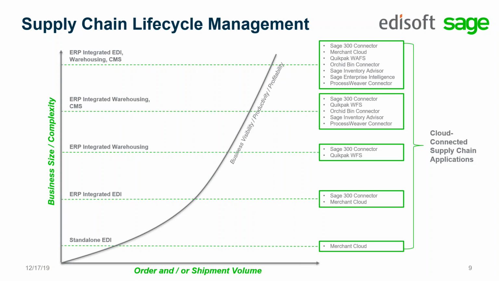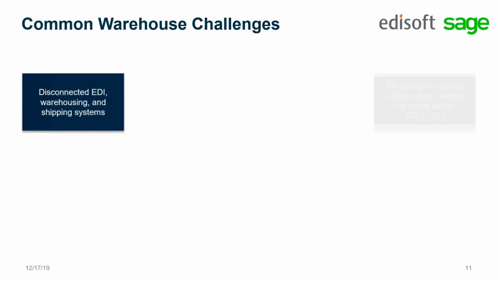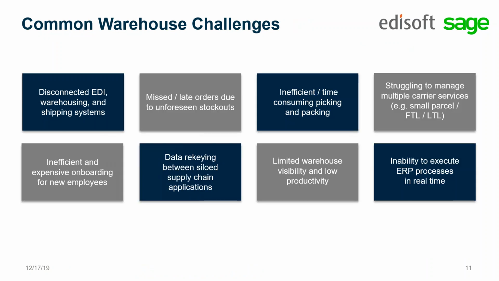So from this perspective, we're seeing how as your business stands today and as your business grows tomorrow, Edisoft is able to, in a modular and configurable way, add on these pieces that help support your business needs as they arise. So what does this connected supply chain really solve? At the end of the day, what does it mean for your business? What are some of these common warehouse challenges?